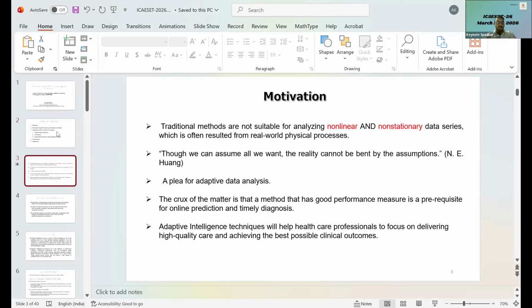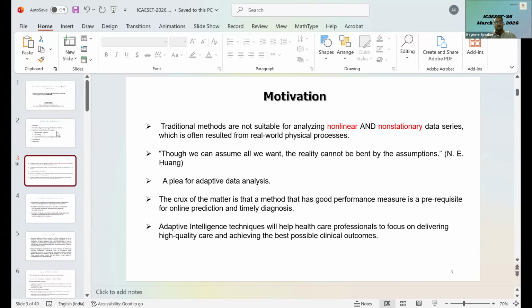First is the motivation: why choose biomedical signal processing. As we know, traditional methods are suitable for simple calculation. But if we are talking about EMG signals, EEG signals, or any other biomedical signal, their behavior is non-linear and non-stationary because they change with time. And for each individual, their values vary. If we are making assumptions, reality can't be bent by the assumptions.